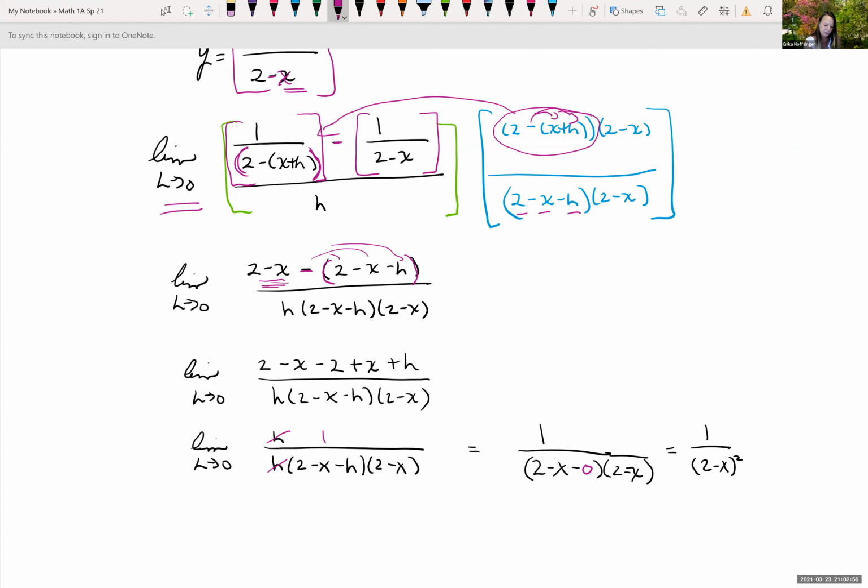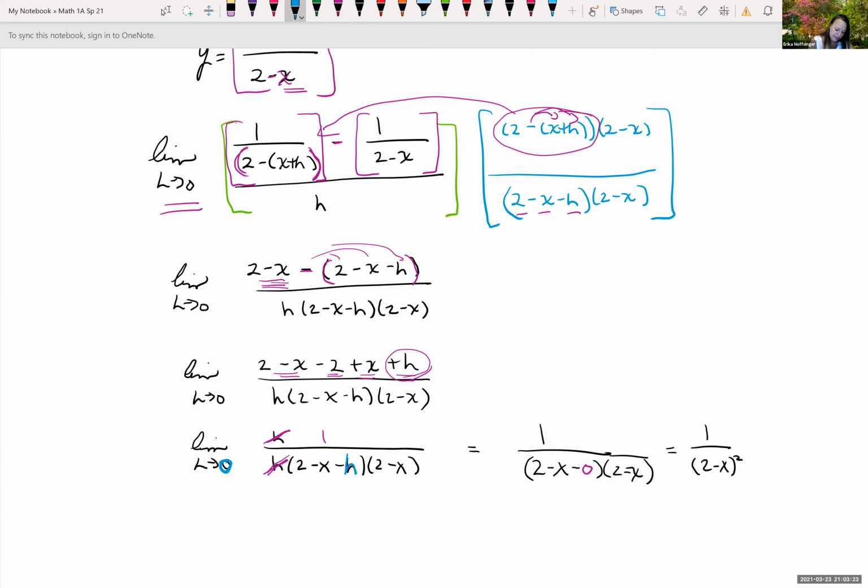So we're bringing down the 2 minus x, distribute the negative, we got a minus 2 plus an x plus an h. Things cancel out except for the h in the numerator, and that will simplify and cancel with the h down here in the denominator. So now we're ready to go in and do our direct substitution, and all we're doing is plugging in 0 wherever we see an h in our function.